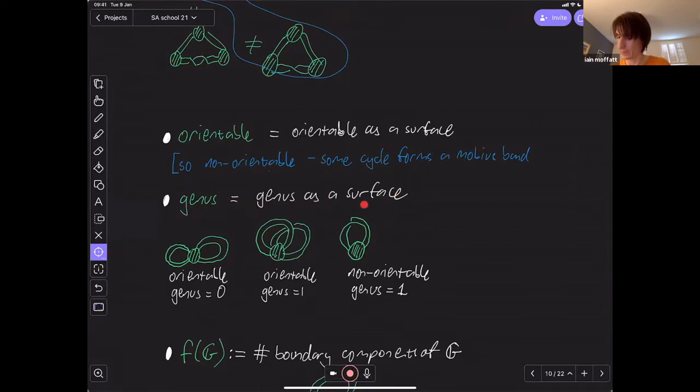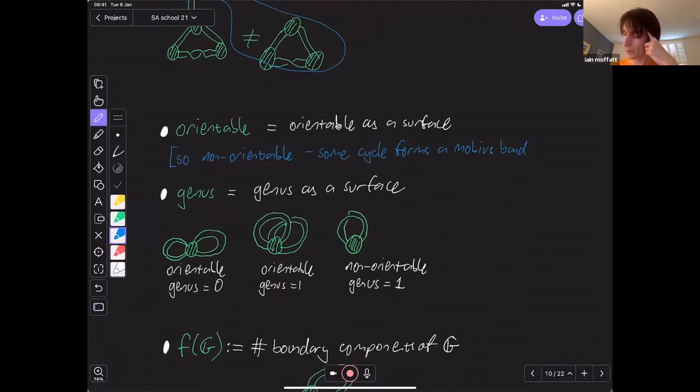So if I take this ribbon graph here, and if I were just to fill in the holes, I would find that I could put this on the sphere. This one would have to sit in a torus, so it would have genus 1. This one would have to sit on a real projective plane, and this is essentially a Mobius band. Okay, so it's kind of hard to see this.